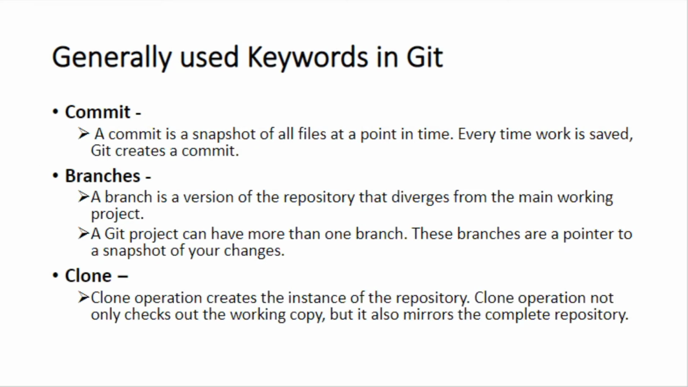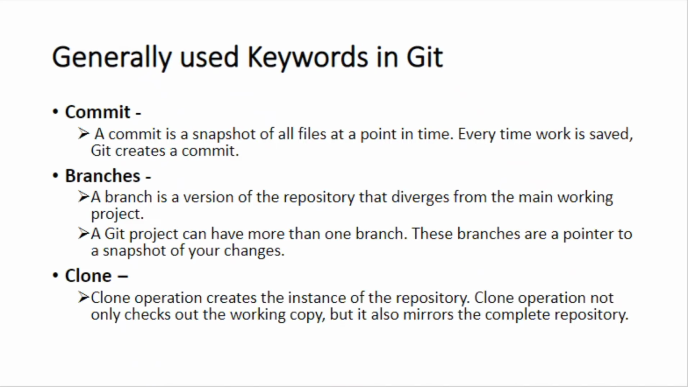There are some keywords when you work with Git. You will hear them a lot of times, like commit, branches, clone. So we will see why we use those keywords. What is a commit? A commit is a snapshot of all the files at a point in time. Every time work is saved, Git creates a commit.